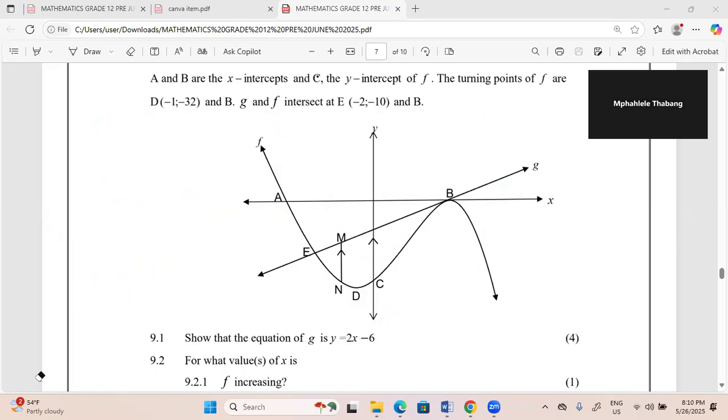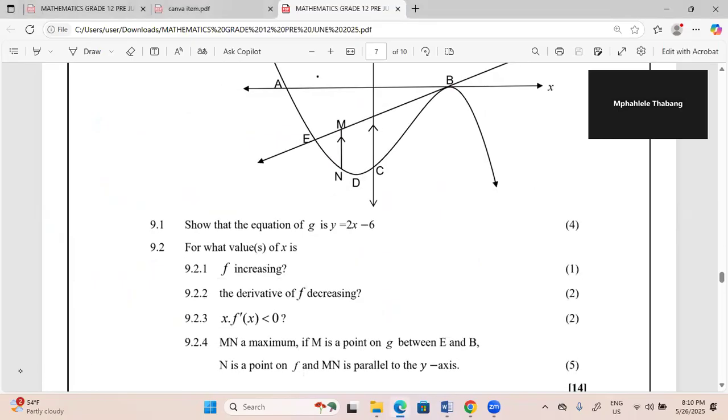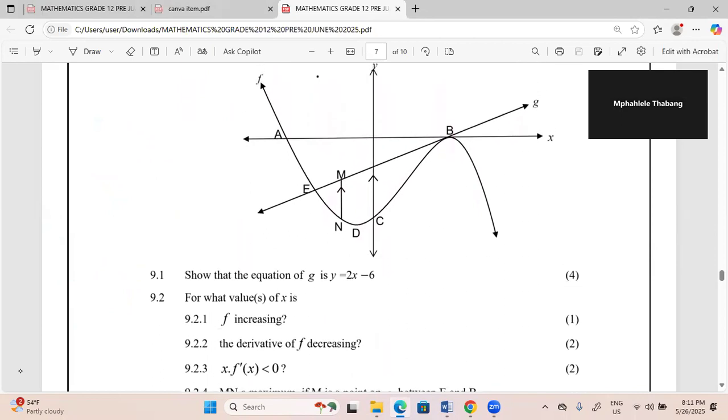Now let's check. x times f prime x is less than 0. Okay. What are the values of x whereby when we take the derivative of f and multiply it with x, we get a value which is below 0? These are tricky questions, higher order questions. So having a picture of what they are talking about is very important. So I'm having a picture of this f prime x. I know that it is a graph which goes like this.